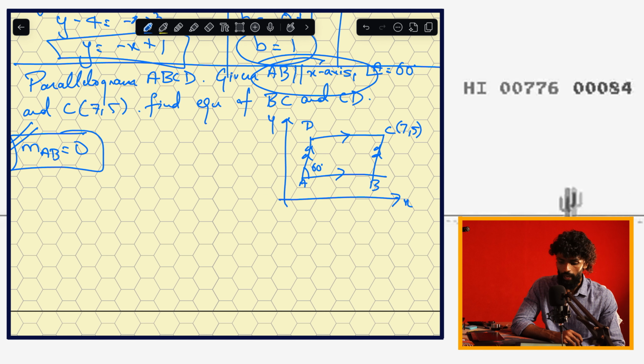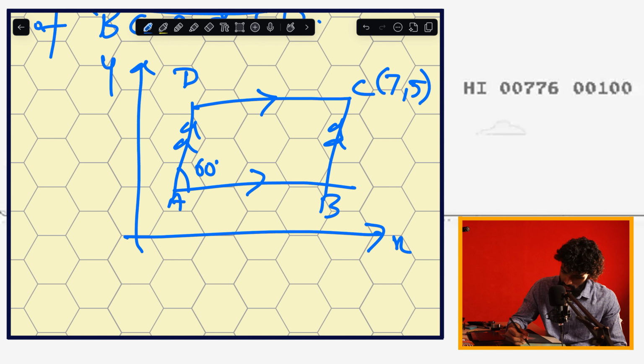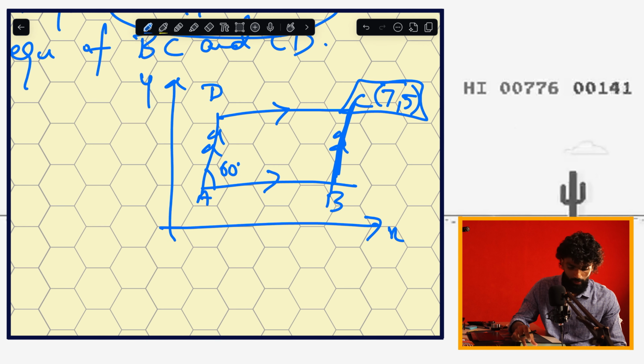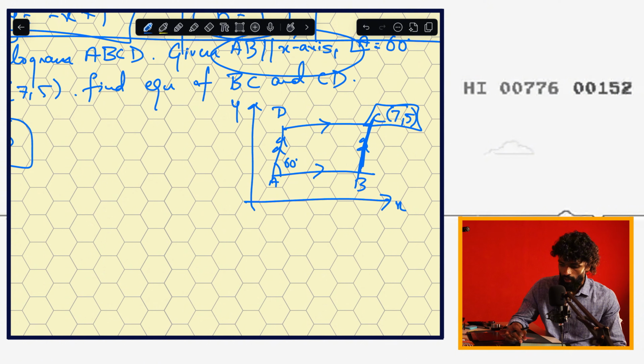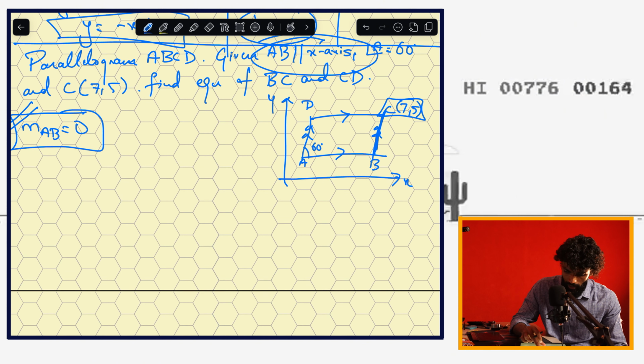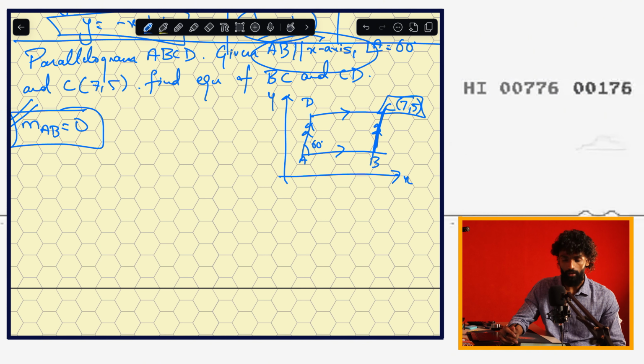One point is given. I'm supposed to find two equations: one for BC, one for CD. I'll zoom in here. BC is right here. Now, BC meaning one point is being covered, which is more than enough for me to get the answer. Now, is the point given to me? Yes. The point's value is 7, 5.